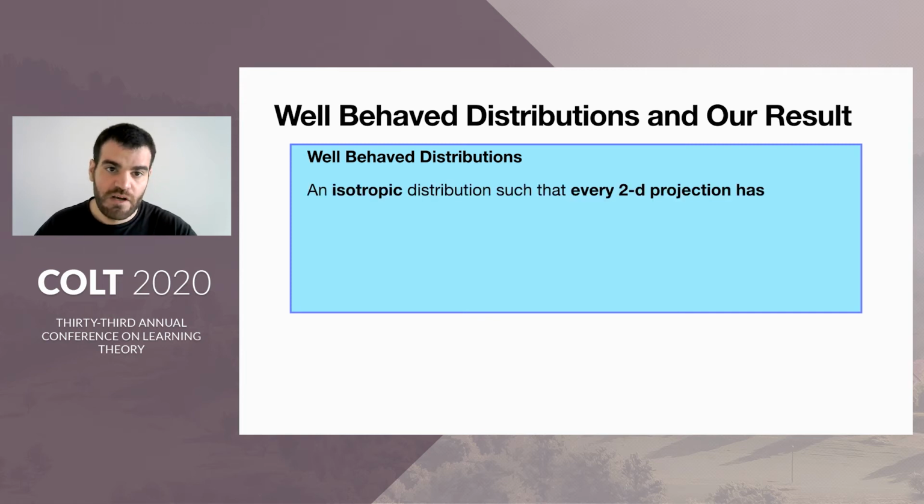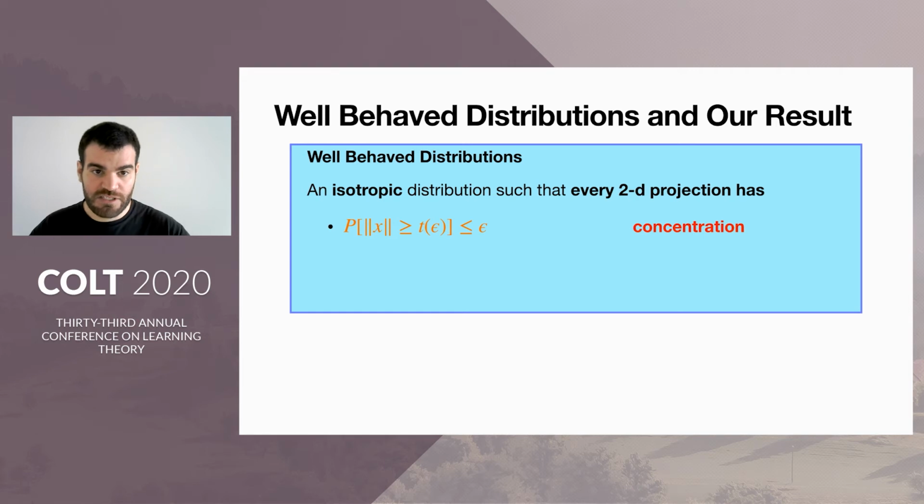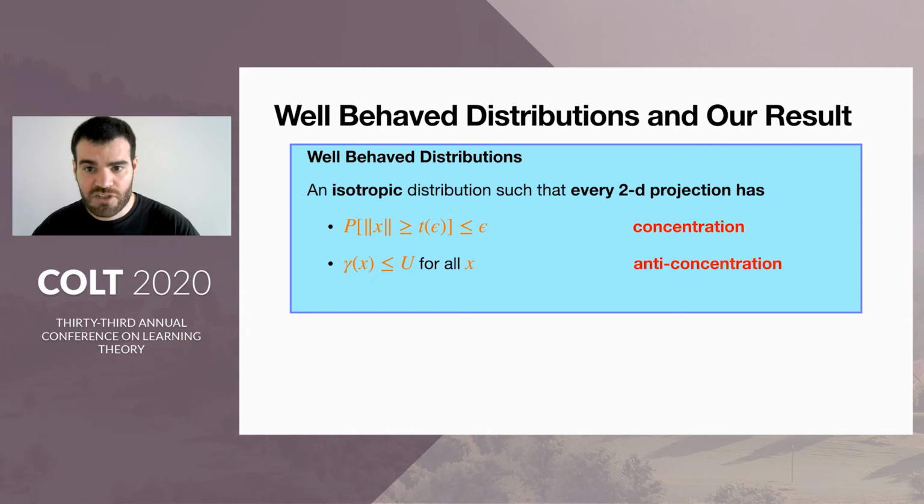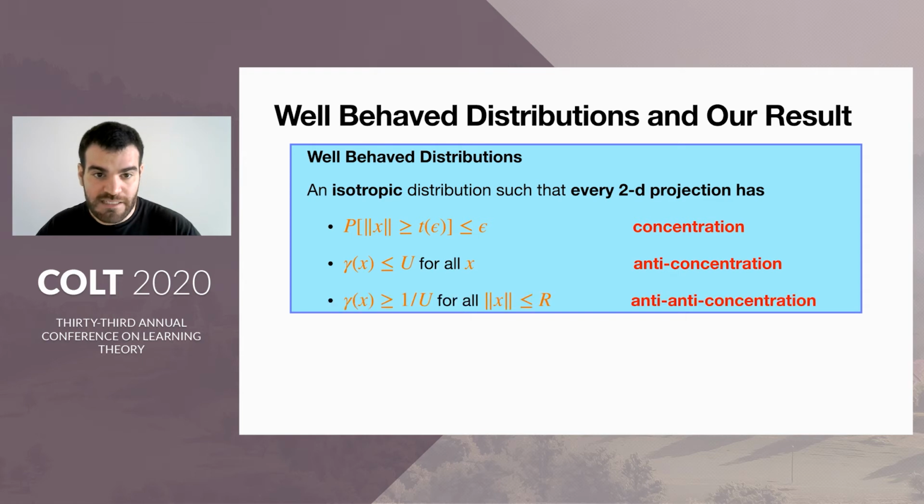In particular, we call a distribution well-behaved if it is isotropic, and every two-dimensional projection has some concentration. This means that the probability that x is very large is small. There is also some anti-concentration, which means that the two-dimensional density of any point is upper bounded by some constant, and the density function is lower bounded by some constant for all x's inside some ball.